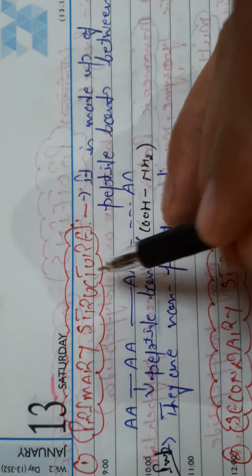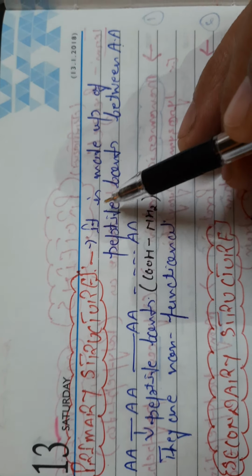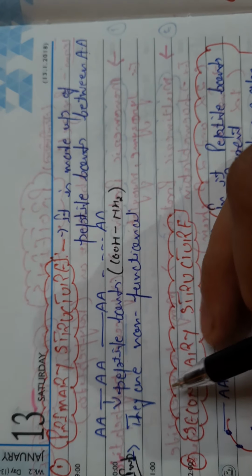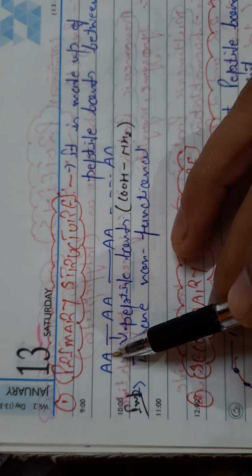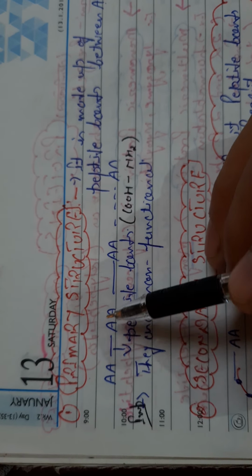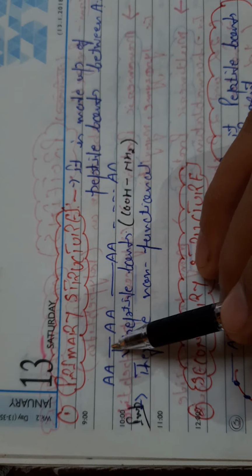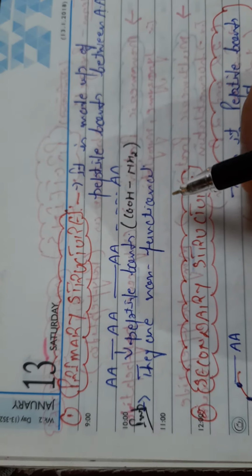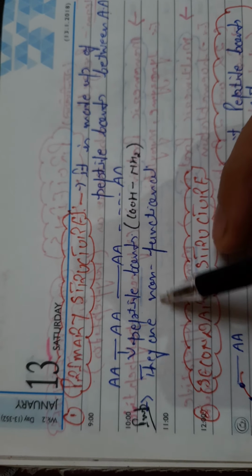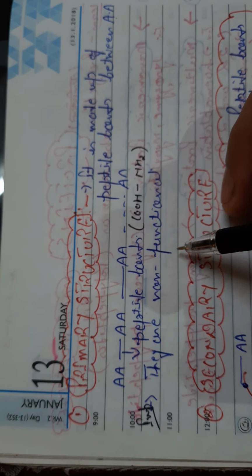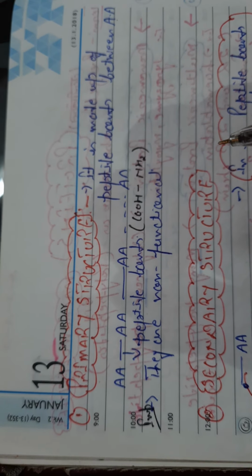Now first of all we will take up the primary structure of the protein. The primary structure of the protein is made up of peptide bonds between amino acids. For example, this is the first amino acid, this is the second, this is the third, and this process goes on. The first amino acid and second amino acid combine together with the help of a peptide bond, and this peptide bond takes place between the carboxyl group and the amide group. Remember it. Clear? And they are non-functional.